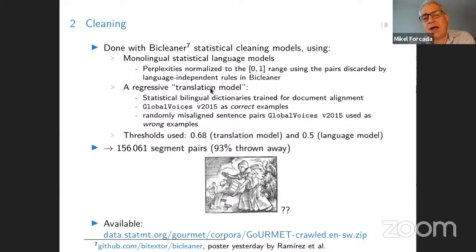After selecting the right thresholds for the language model and the translation model, we ended up having 156,000 segment pairs, which means that we threw away 93%, and we hope we didn't throw away the baby with the bathwater, as in the picture.